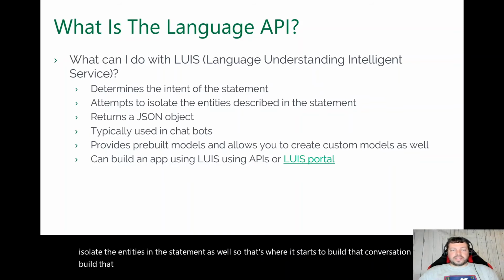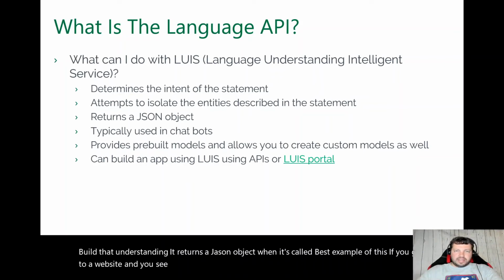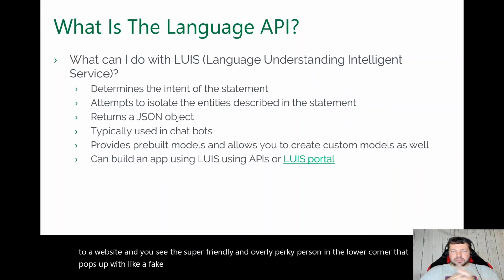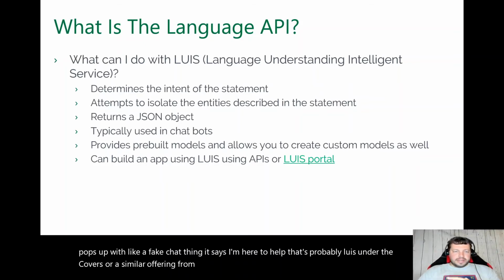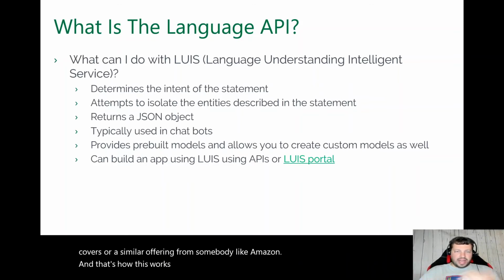It returns a JSON object when it's called. Best example of this is if you go to a website and you see the super friendly and overly perky person in the lower corner that pops up with like a fake chat thing that says, "I'm here to help." That's probably Luis under the covers, or a similar offering from somebody like Amazon. And that's how this works. And it does talk back and forth.